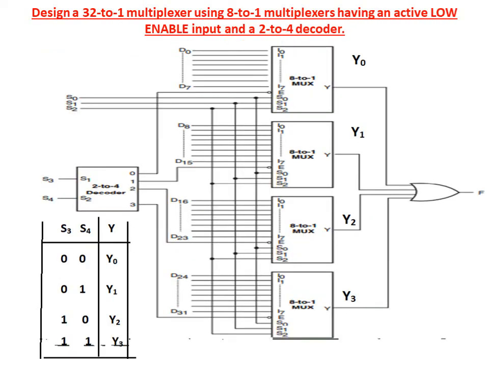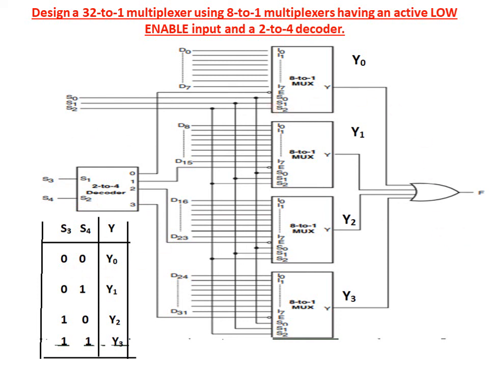Design a 32-to-1 multiplexer using 8-to-1 multiplexers having an active low enable input and a 2-to-4 decoder. The 2-to-4 decoder is used to select the multiplexers. Here, for the 2 to 4 decoder, the inputs are S4, S3, and S0, S1, S2 are selection lines. This selection line is common for all the 8-to-1 multiplexers, and finally all the multiplexer outputs are connected to an OR gate. So here first, this decoder will decide which multiplexer has to be selected to the output.